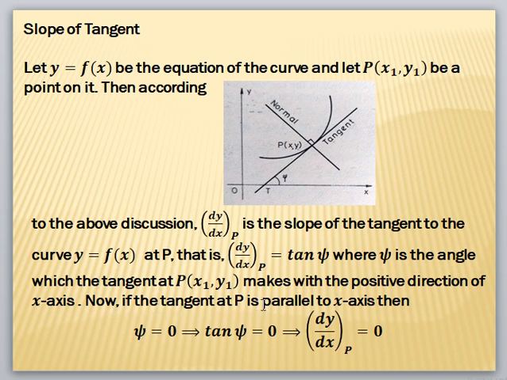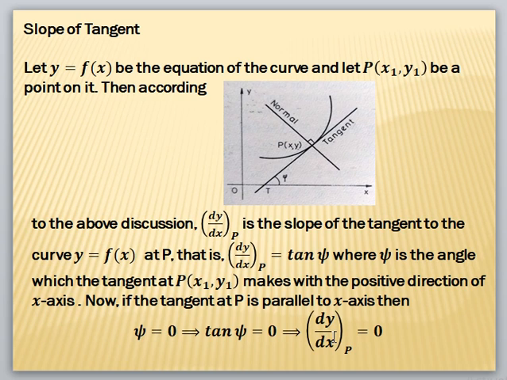Now if the tangent at the point P is parallel to the x-axis, what does that mean? This angle psi will become 0. So that will mean that dy dx at the point P will be equal to 0. So from this geometrical interpretation, we can find when the tangent becomes parallel to the x-axis by using the derivative. And when the tangent becomes parallel to the x-axis, this helps us in finding various other things.